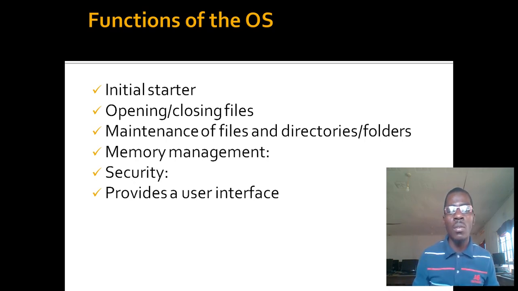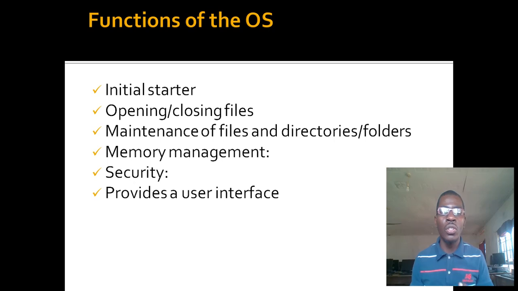Then maintenance of files and directories. So it is responsible for maintaining the files that are stored or kept on your computer hard disk. It maintains them in a way that it allocates them to different locations. For example, if you want to keep some information in local disk C or local disk D, it is this operating system that gives it that location.